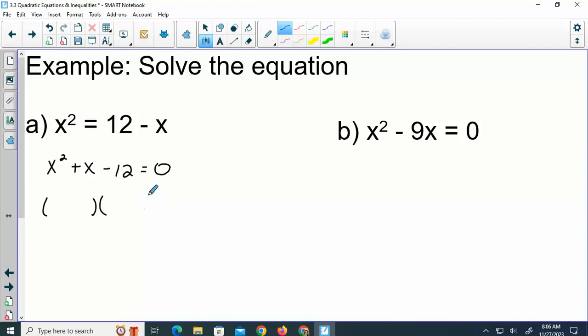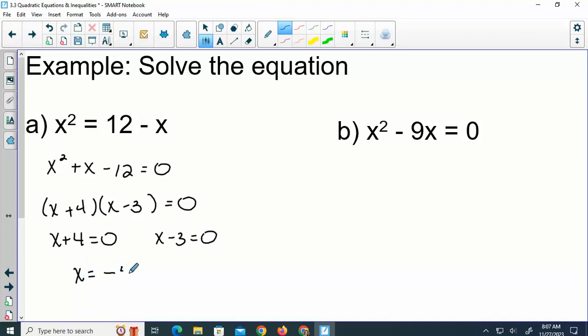So we're just factoring, because it's a 1x squared, we can do shortcut, just straight into our two parentheses. So we have an x and an x. What multiplies to negative 12 and adds to positive 1? Okay, so now we have two things multiplied equal to 0. So now it's set up for the zero factor property. So you basically set each of these equal to 0. So we get negative 4 and positive 3.